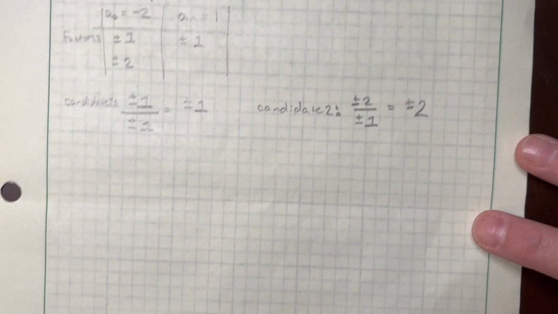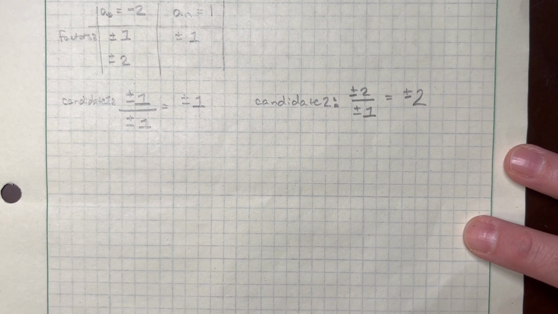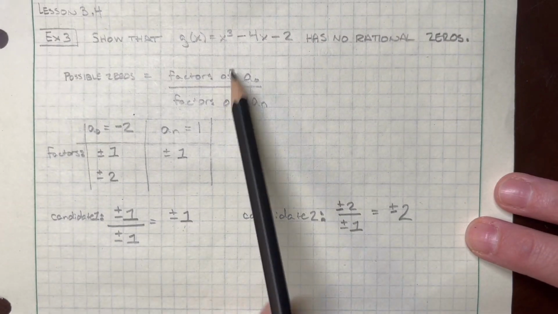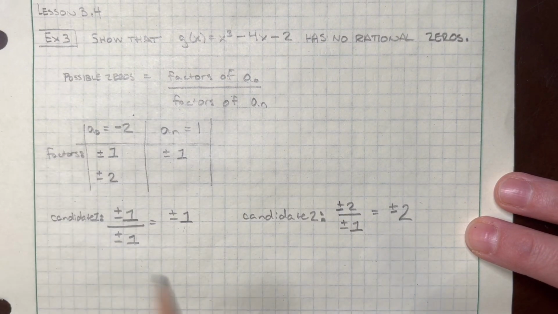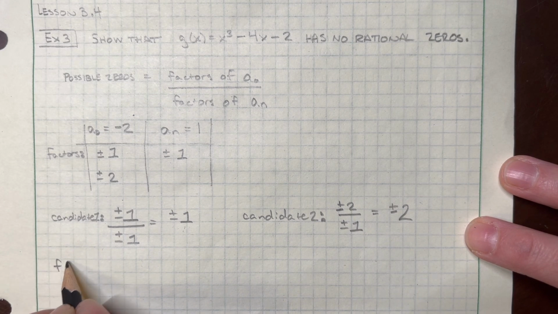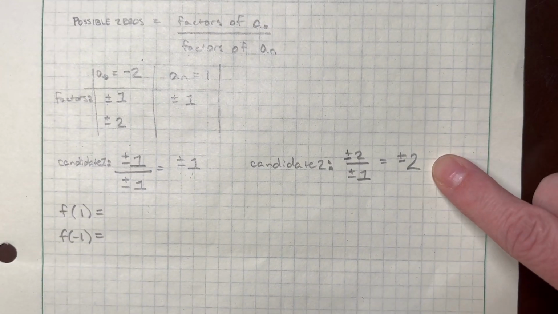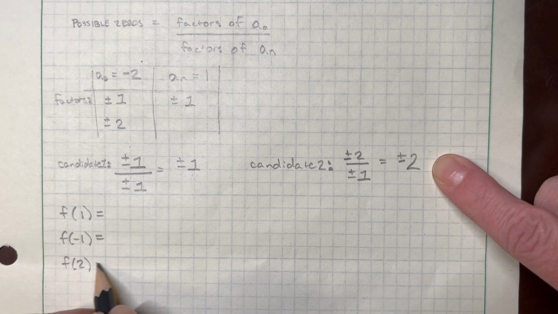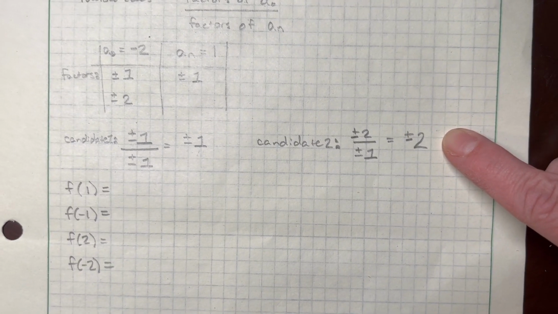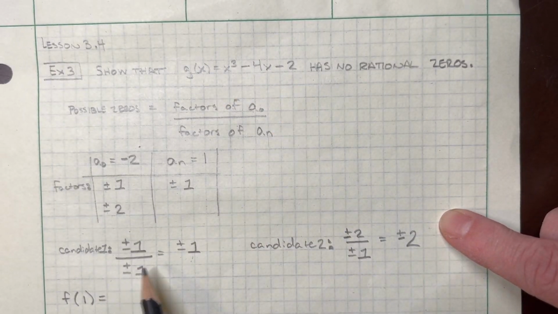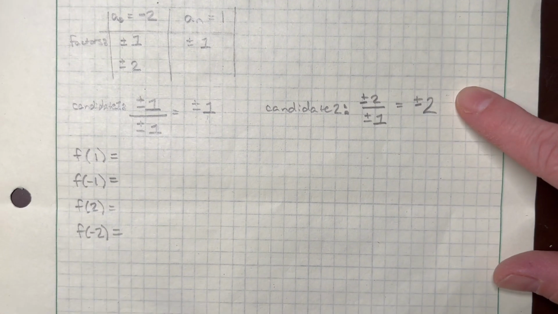In my opinion, the easiest way to check if something is a root is to substitute that number into the function, evaluate the function, and see if it comes out to be 0. Let's evaluate f of 1, f of negative 1, and then also f of 2 and f of negative 2. So as opposed to there being infinitely many possible roots, we had 4 candidates here to try and a couple options to evaluate.